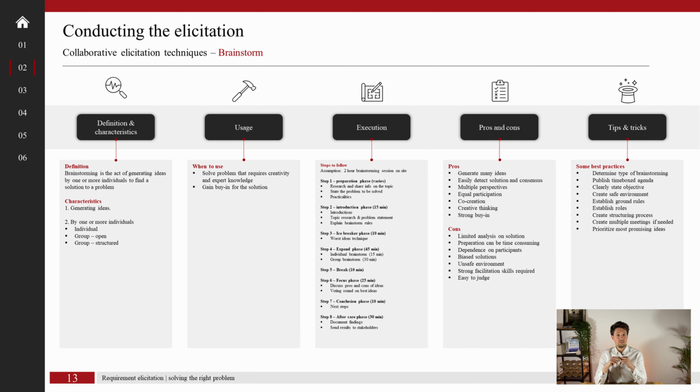What about the execution of a brainstorming session? As an example, I will go over the steps of organizing and facilitating a structured type brainstorming session over the course of 2 hours. You might have guessed it. First, we start with the preparation phase. The length of this phase can vary quite a bit.